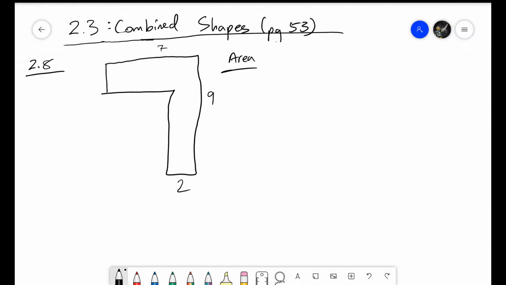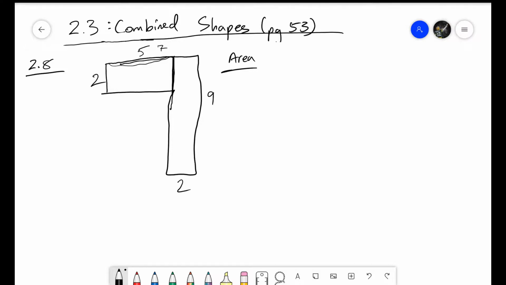First you have to split it up into two rectangles that you can find the area of. So you can draw a line like this. Now you have to find the side lengths of each of the rectangles. The first side length is this side. Since this entire thing has a length of 7 and this has a length of 2, that means that this side measures 5 centimeters in length.